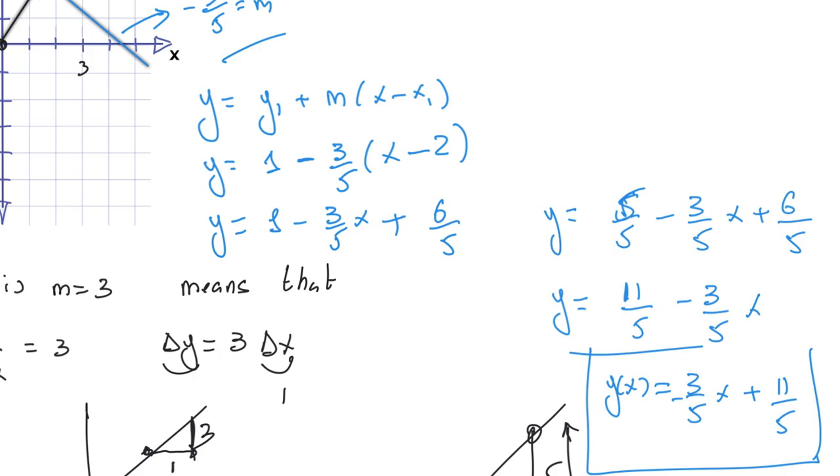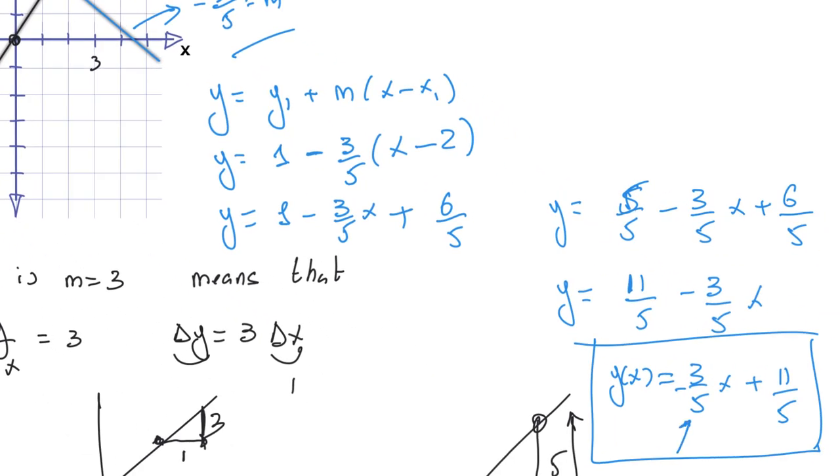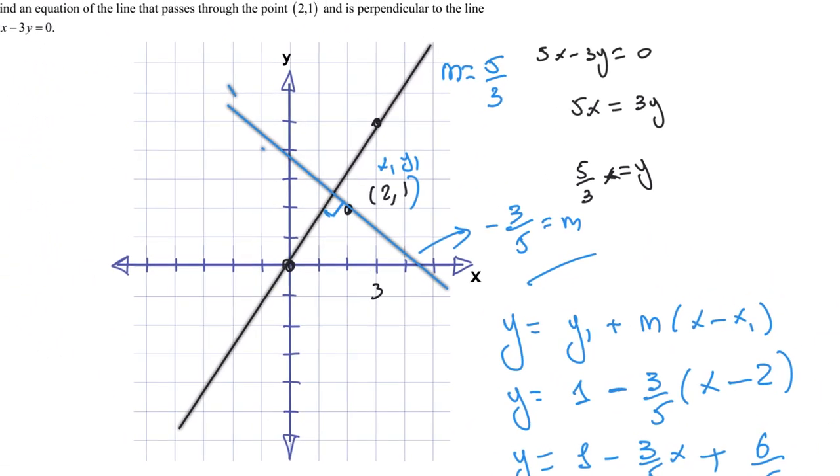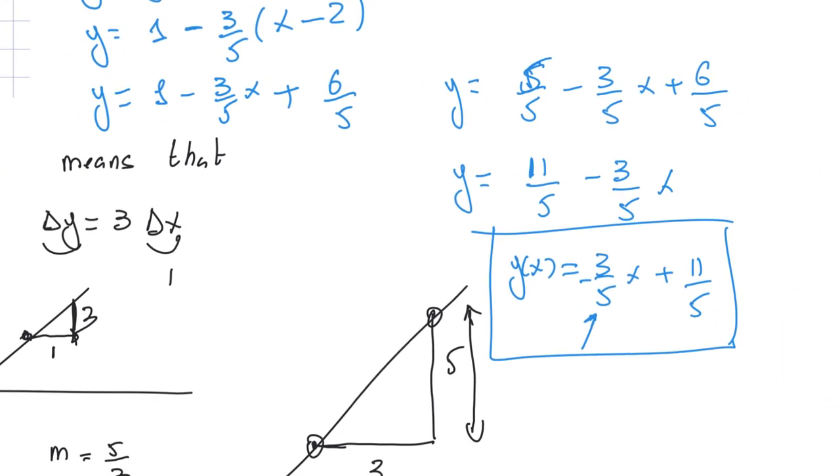And this is the line that is perpendicular to the given line y equals 5/3 of x. It has the slope minus the inverse, and passes through the point (2,1). If you don't believe it, you plug in the point (2,1) and we see. If x equals 2, it will be 6/5 minus 6/5 plus 11/5, it will be 5/5. So y equals 1.